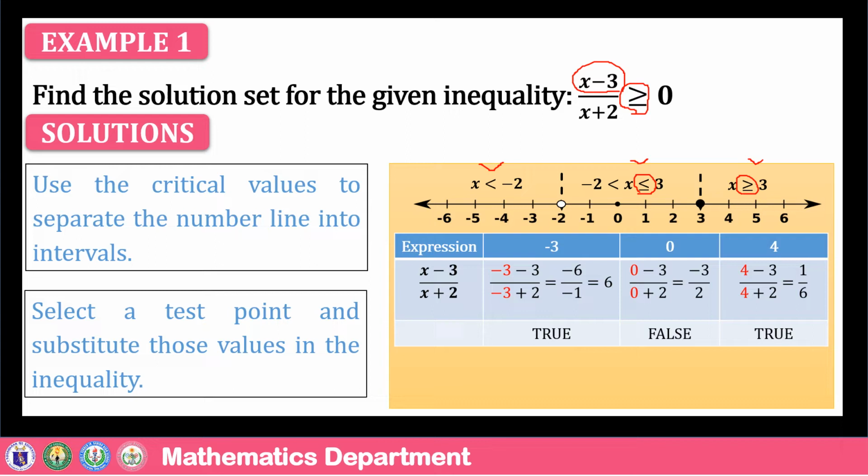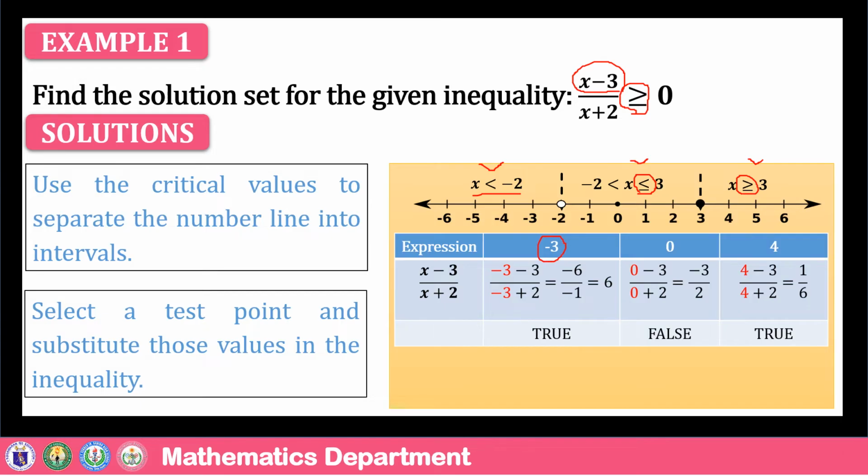So, in this case here, sa x is less than negative 2 dito sa ating first na interval, so we can select any values dito sa left side, yung negative 2. So in our case here, ang ginamit ko ay yung negative 3. But you can also use negative 4, negative 5, and other numbers which are less than negative 2.